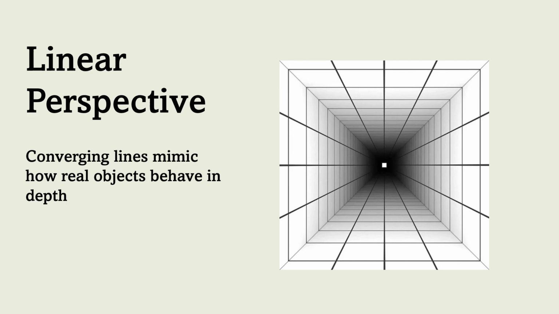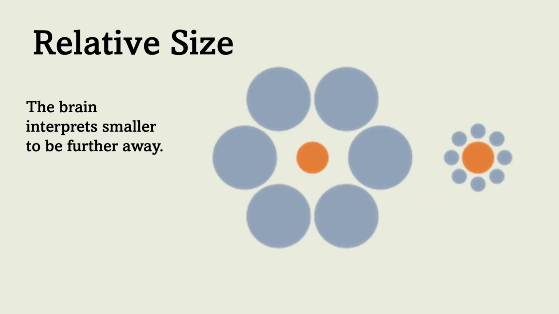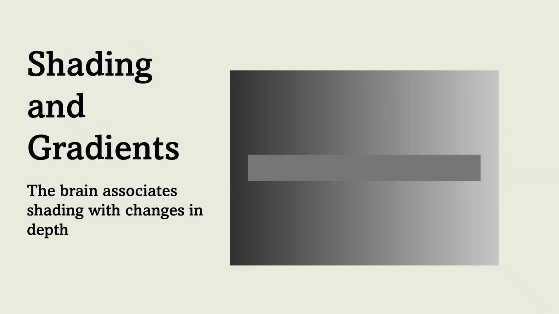This illusion mainly works due to depth cues using linear perspective, which is a drawing technique used to create the illusion of 3D depth on a 2D surface by using converging lines, mimicking how real objects behave in depth. Relative size also plays a part, where the parts of the structure that are drawn smaller are interpreted as being further away. This can be seen in our piece by the portraits on the wall. Shading also creates a subtle gradient which the brain associates with the change in depth.